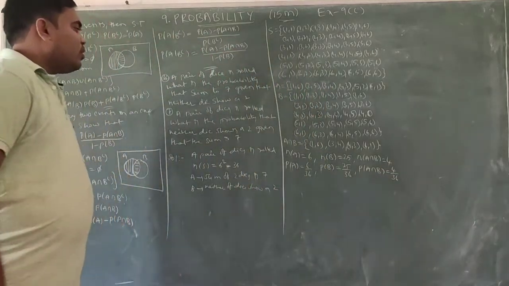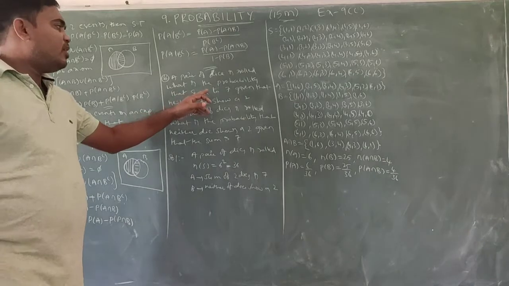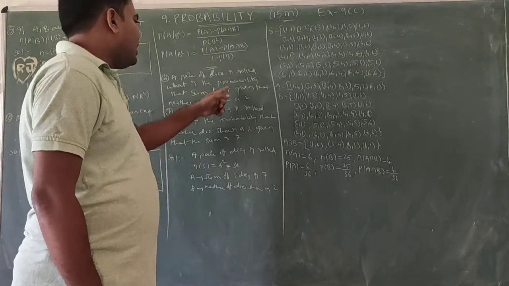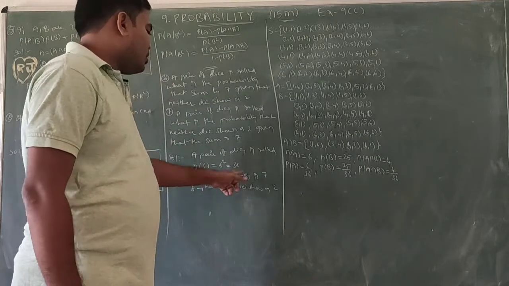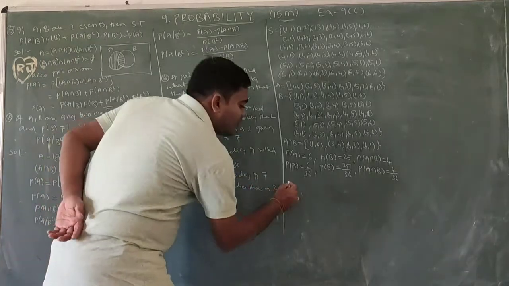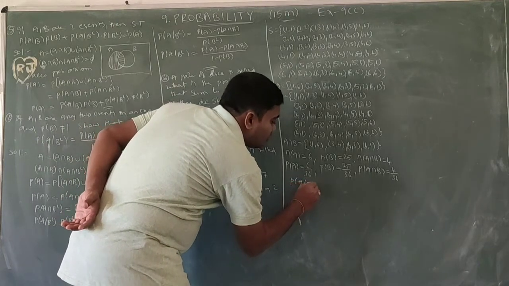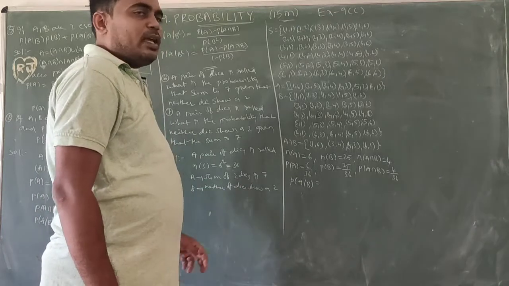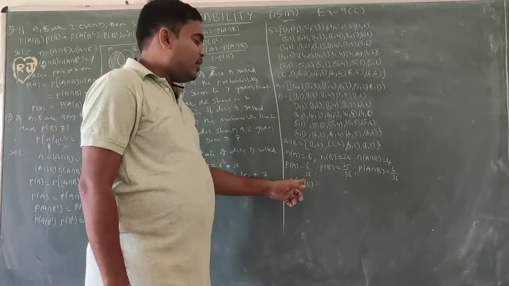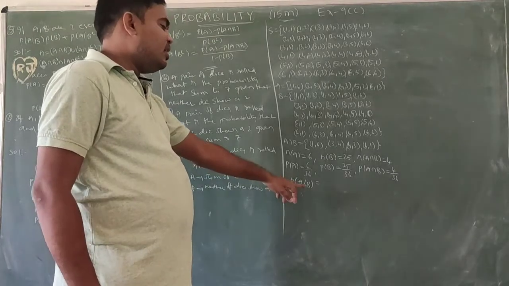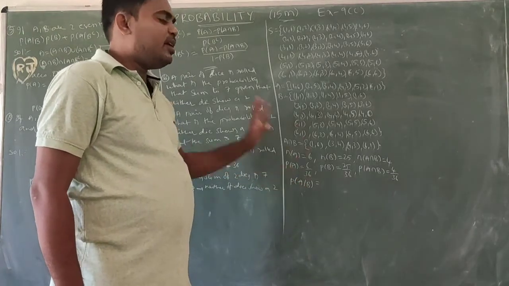Now, the first one: the probability that the sum is 7, given that neither of the dice shows 2. Which means P(A given B). So the sixth question solution is P(A given B). A given B is nothing but the probability of A after B, so the probability that the sum is 7, given that neither of the dice shows 2.